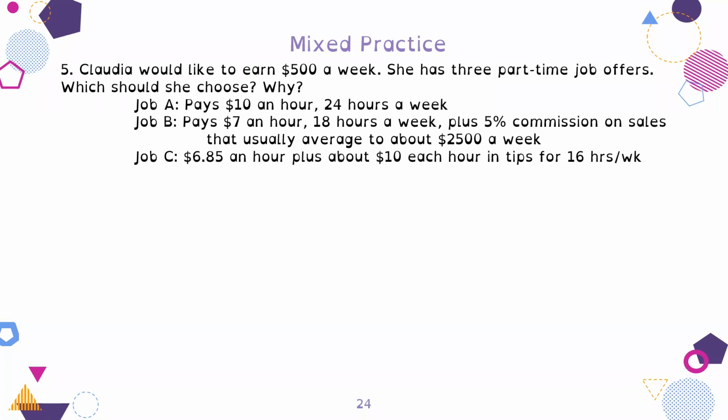Job A pays $10 an hour for 24 hours a week. Job B pays $7 an hour for 18 hours a week, plus 5% commission on sales that usually average about $2,500 a week. And then job C pays $6.85 an hour plus $10 each hour in tips for about 16 hours per week.